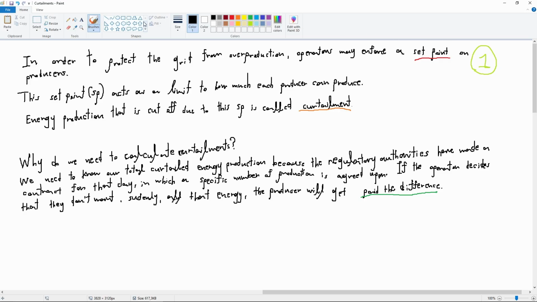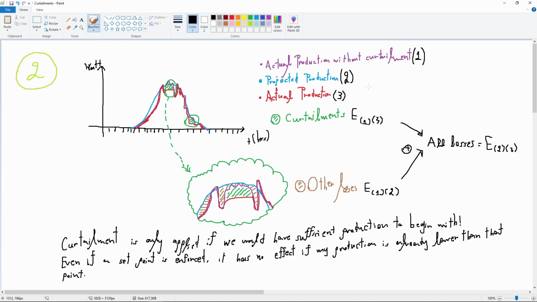And why do we need to calculate these curtailments? We need to know our total curtailed energy production because the regulatory authorities have made a contract for that day in which a specific amount of production is agreed upon. If the operator decides that they don't suddenly need all that energy, the producer will get paid the difference, so they will be compensated. So let's discuss how we can calculate these curtailments.